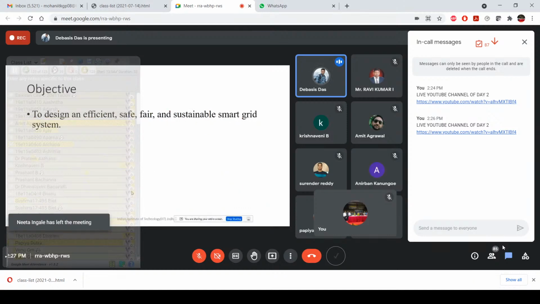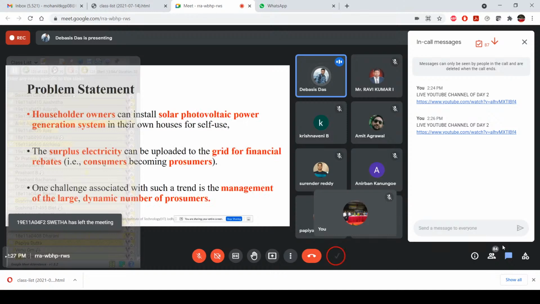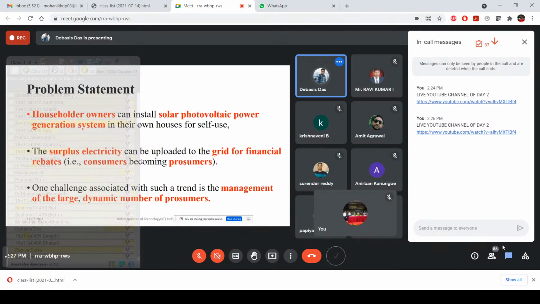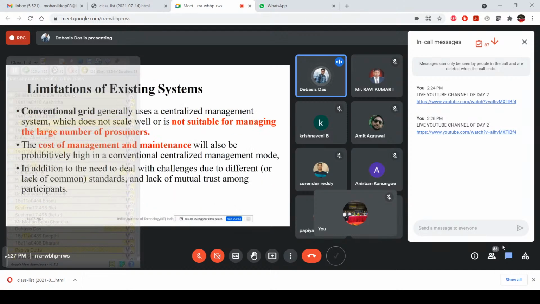So how do we solve this challenge? What is our objective? Our objective is to design an efficient, safe, fair, and sustainable smart grid system, which shares the energy and benefits the household user. For example, he generated 500 units but utilized only 100 units. So 400 units he can transmit or give to other users, and then he receives some rebate and benefit. This is the whole concept in this case.